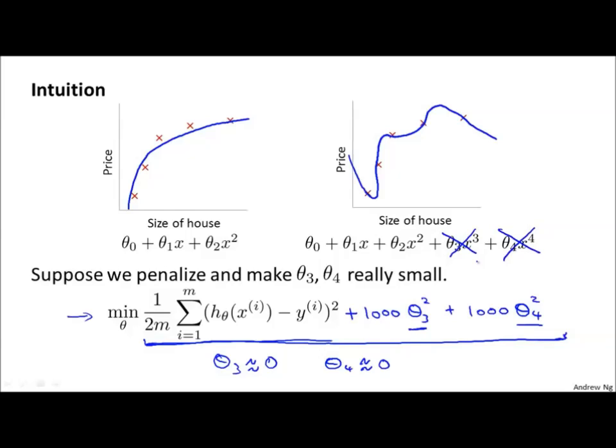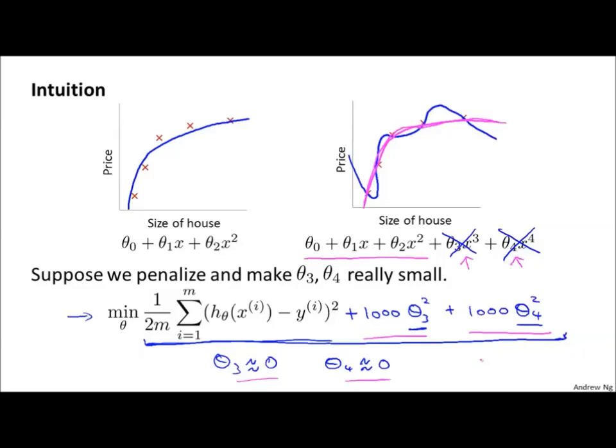And if we do that, then if theta 3 and theta 4 are close to 0, we're basically left with a quadratic function. And so we'll end up with a fit to the data that's a quadratic function plus maybe tiny contributions from small terms, theta 3 and theta 4, that are very close to 0. And so we end up with essentially a quadratic function, which is good because it's a much better hypothesis. In this particular example, we looked at the effect of penalizing two of the parameter values being large.